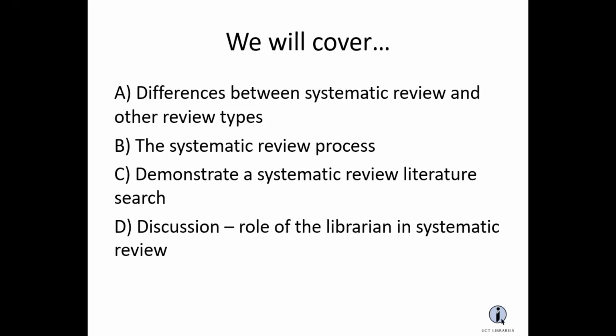And it's going to indeed be divided into four sections. So first of all, there's going to be a brief look at the differences between systematic reviews and other review types. I'm going to go into the systematic review process and how literature review fits into that, and obviously that is what we're going to be concentrating on. Then the Living Dangerously section, which is the online demonstration of a systematic review literature search process, and I'm going to be concentrating on PubMed for that.